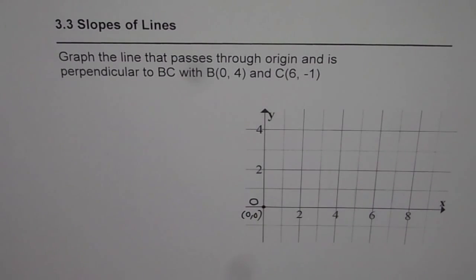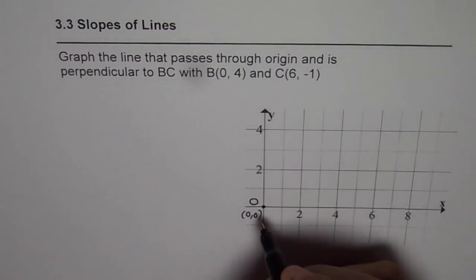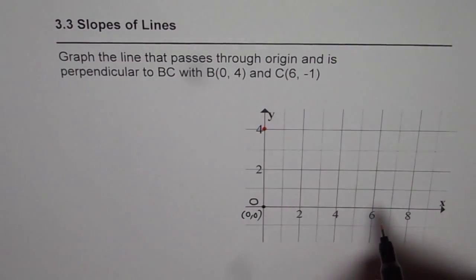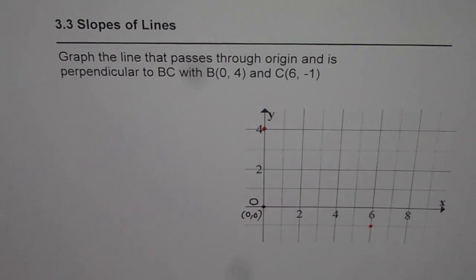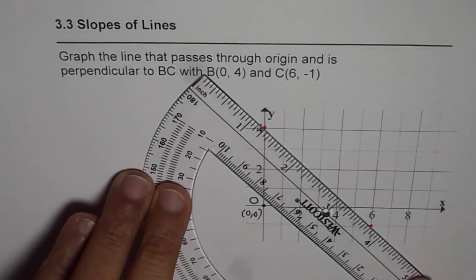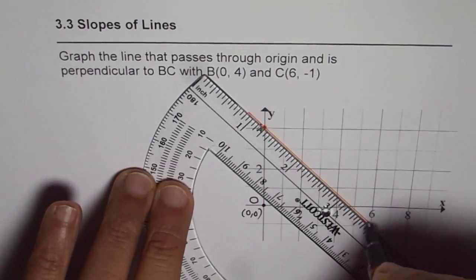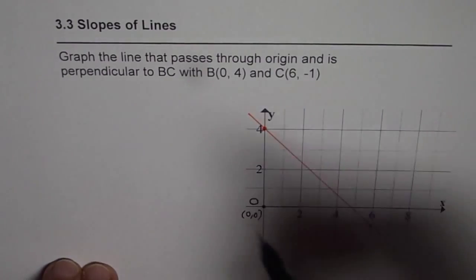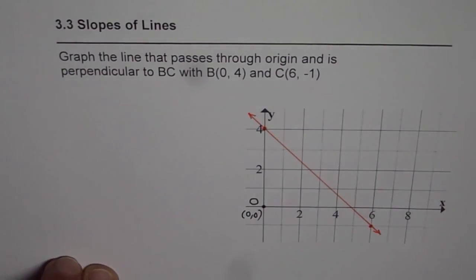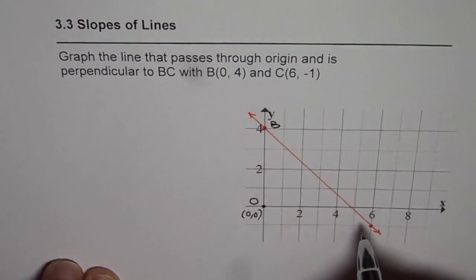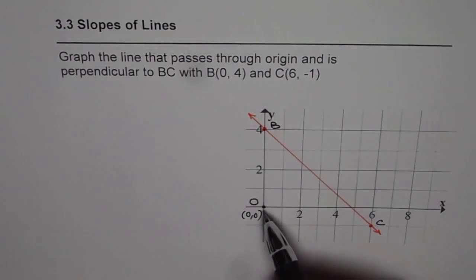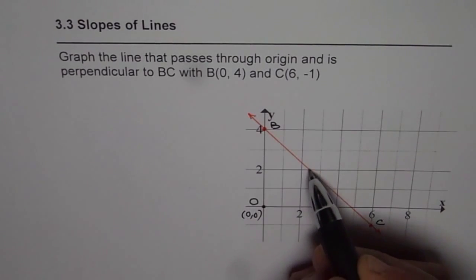So let's locate the points B and C. B is (0, 4), which is right there for us. And C is (6, -1). These are the two points B and C. Let us connect them and draw the line connecting them. So this line BC is given to us, whose coordinate points B and C are (0, 4) and (6, -1). Now we need to draw a perpendicular line from the origin going through this.